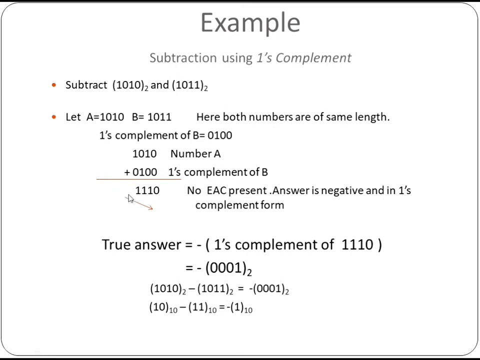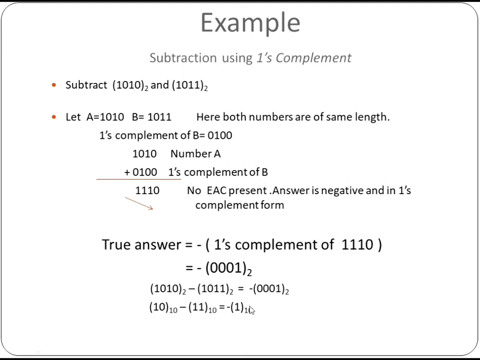You will get no EAC. There is no EAC, so answer is negative and in ones complement form. So to get true answer, just complement the number. So minus means answer is negative, and ones complement of 1111 is what? 0000. Just invert all the bits. So 1010 minus 1011 is equal to minus 0000 binary. So if you convert all into decimal, you will get 10 minus 11 is nothing but minus 1.